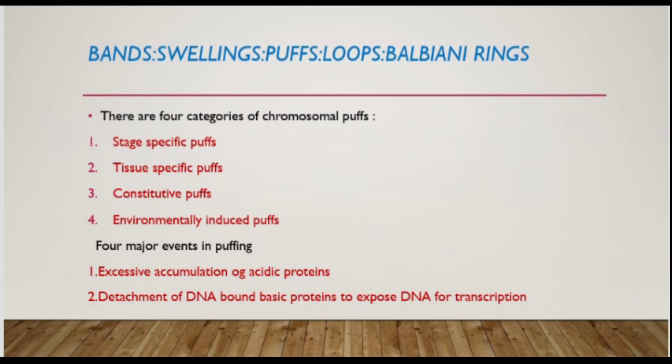Now mainly four types of chromosomal puffs are seen. The first one is the stage specific puffs. These appear during a particular stage of development, such as molting. Molting is a stage of development, and these stage specific puffs are seen at certain stages of the life cycle.